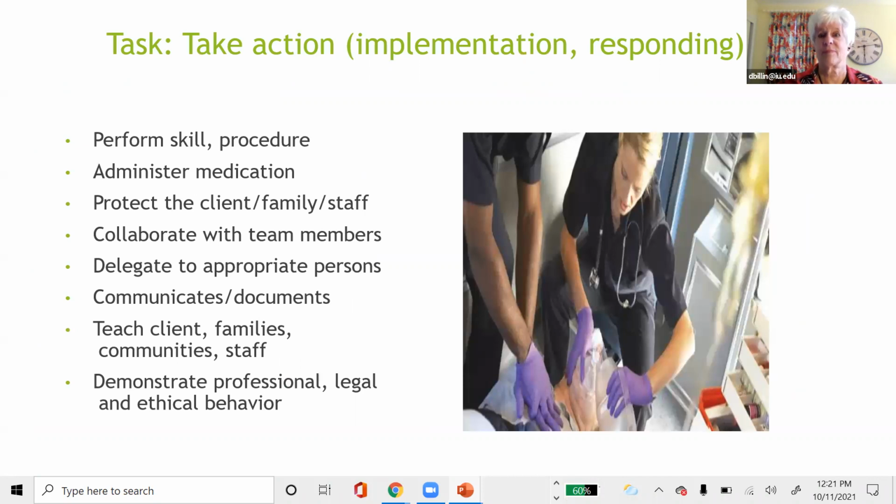Okay, then the next step is to take action. In the nursing process, we call this implementation. And in Tanner's model, we could relate this to responding. So this is where the student is going to do something. Maybe it's a skill, maybe it's give a med, talk to the patient, do patient teaching, write things down, and all this time observing ethical and legal behavior. All those things that we want the student to think about before they do anything with the patient, before they take action.